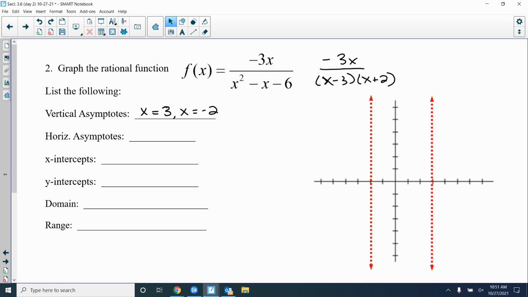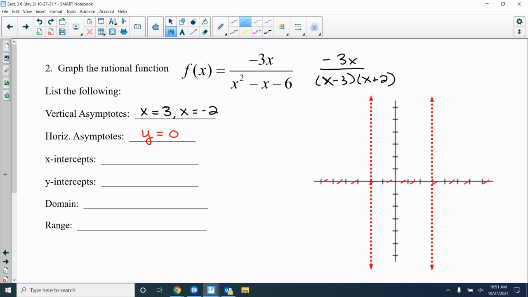Horizontal asymptote. Degree of the numerator is less than degree of the denominator. Automatically what? 0. Y equals 0. Now, I don't think we've had one. Well, we haven't graphed one with y equals 0. All right, how do you draw a dotted line over top of the axis? You draw what we call crosshatches, where you just do little marks to indicate that that's a horizontal asymptote.